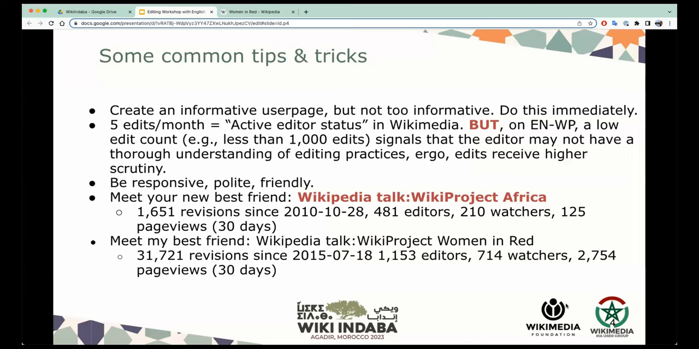So I'm saying this is the place where I suggest you put your comments. Currently, there's 1,600 comments on there, written by 481 editors. There are 210 page watchers. There have been 125 page views in 30 days. But look at this, for Women in Red, there have been 2,700 page views in 30 days. It's a lot of people helping save articles about women. We can do the same thing for articles about Africa. Next slide.